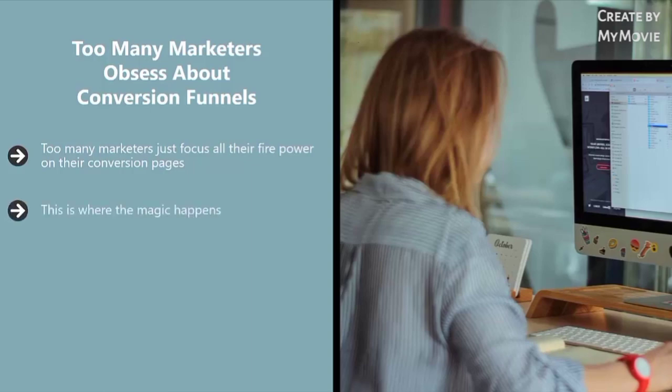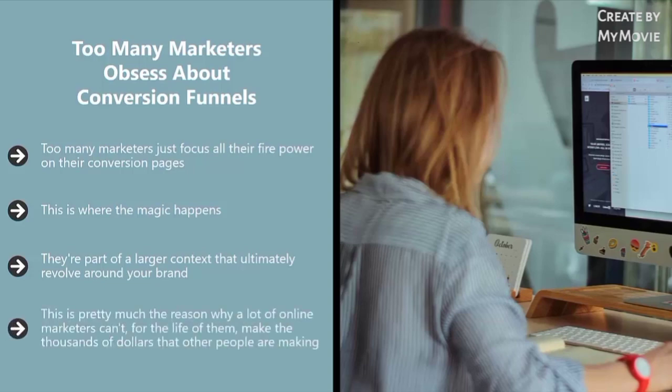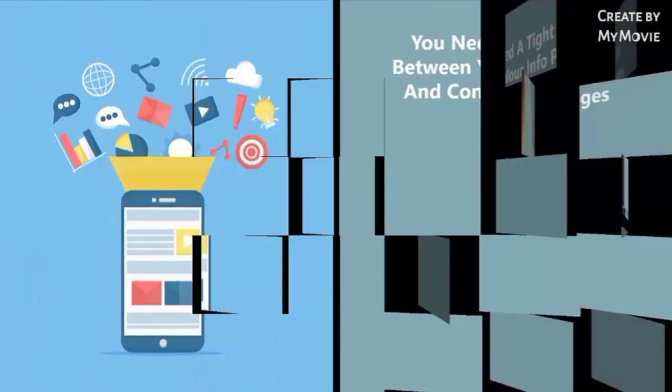I understand that. But the problem is these pages don't exist in a vacuum. They're part of a larger context that ultimately revolves around your brand. And if you're so short-sighted that you can only see bits and pieces of the overall picture, then you only have yourself to blame if you're not making as much money as you would have hoped. This is pretty much the reason why a lot of online marketers can't, for the life of them, make the thousands of dollars that other people are making. It's not because they're dumb. It's because they're focusing on the wrong things.